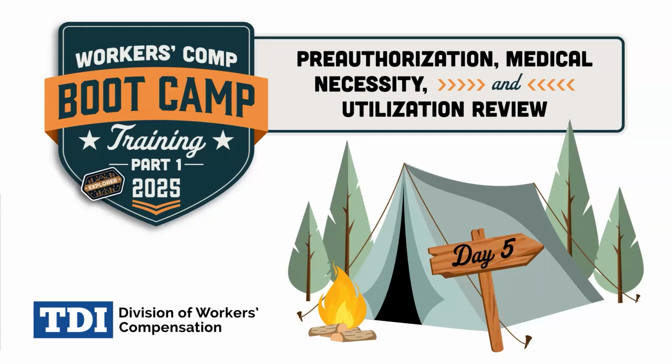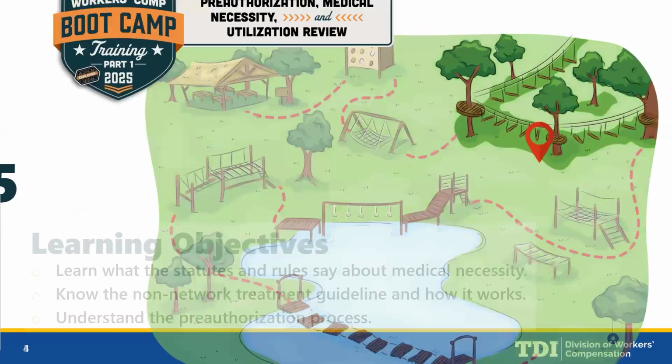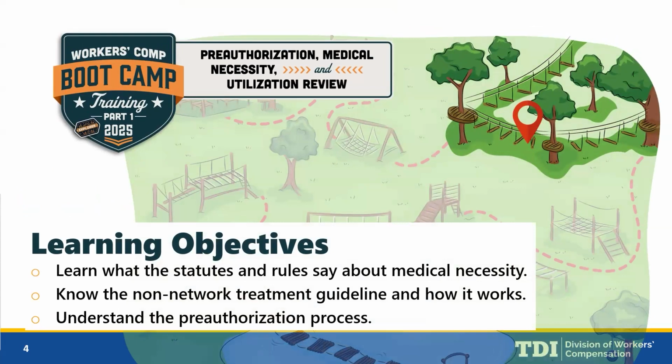Welcome to 2025's Boot Camp Day 5 session called Preauthorization and Medical Necessity and Utilization Review. We're making our way through the workers' compensation obstacle course, and we're heading over to the swing challenge. This is where you're going to swing your pre-auth request to the utilization review agent and hopefully get a response back and swung back to you so that you can proceed with treatment for your injured employee.